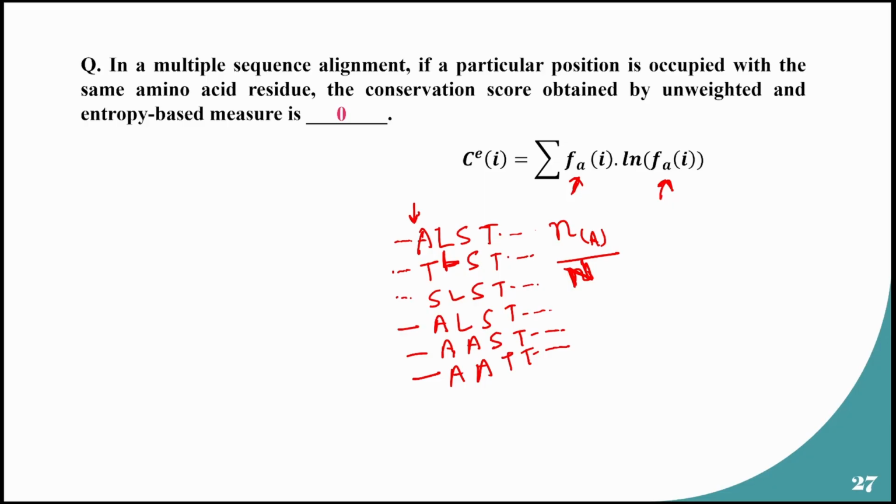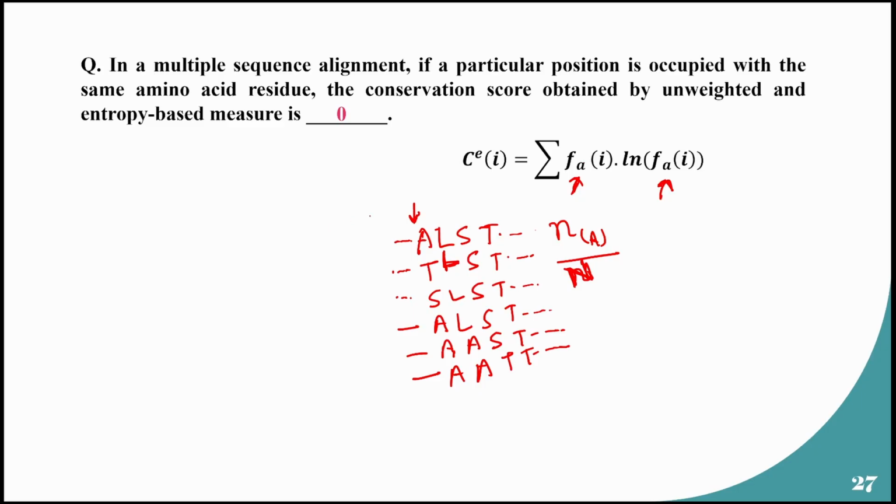Someone asked me to repeat it. In this particular case, for the unweighted, entropy-based method for the conservation score calculation, this is the formula you have to use. This S value is talking about the frequency, the frequency of the particular amino acids, either staying the same or changing.